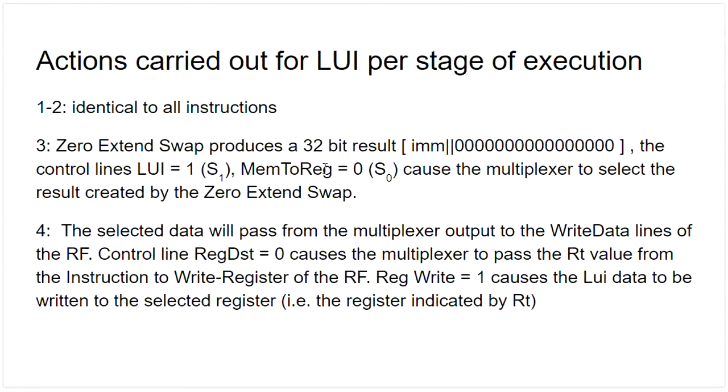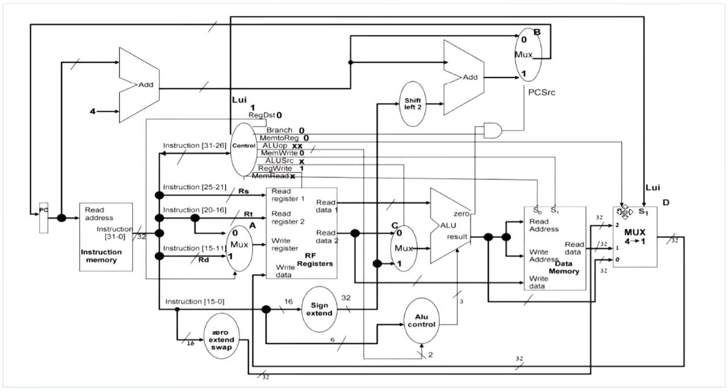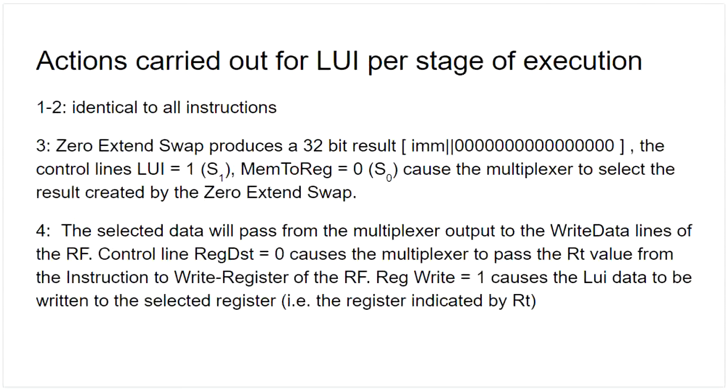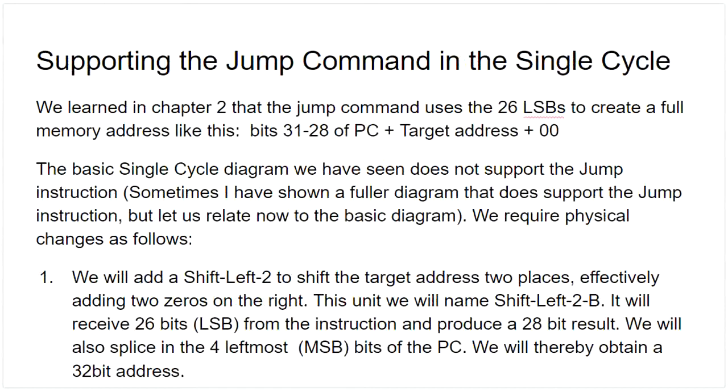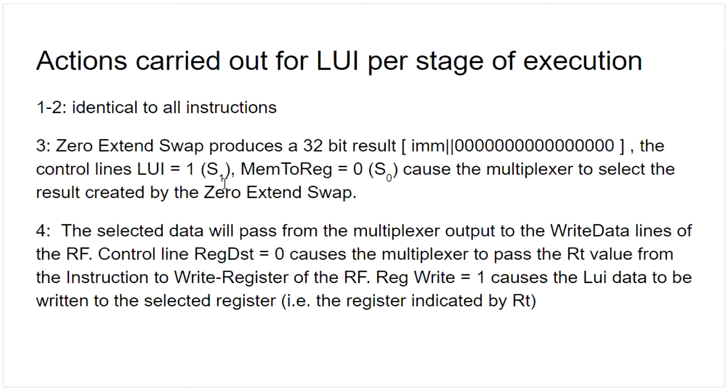And memory to reg will be 0, so that we don't write the memory to the register. So that's how we choose on the multiplexer, we say no, do not write the memory to the register. So that's a 0. That's the S0 line. Those are the two lines that control the multiplexer that we talked about so much. And that will cause the multiplexer to select the result created by the zero-extend swap, as we explained. In other words, that's what we're choosing here, S1 and S0, and the value is going to go through. That's what we explained here. So that's what happens in stage 3.